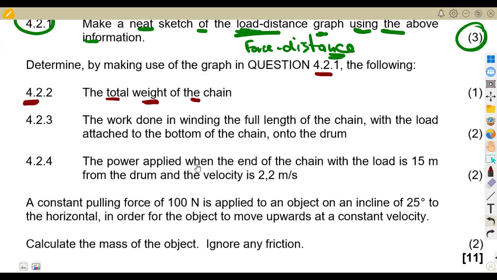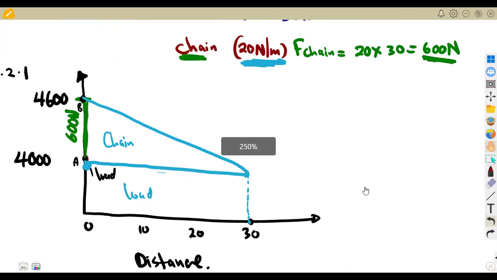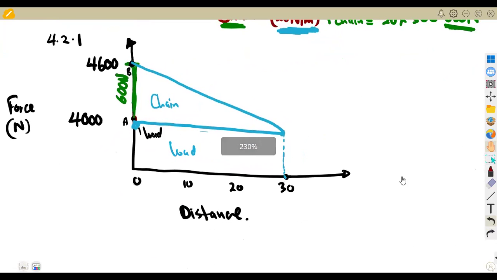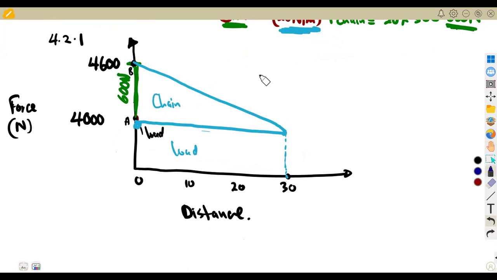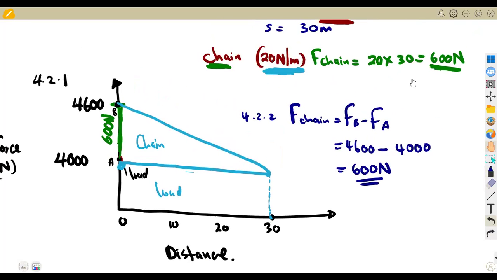Right, already, guys, we have got the total weight, so there's no need here. But from the diagram, because they are saying from the diagram, how do you calculate the total weight of the chain? You subtract, isn't it? So that's 4.22. The weight of the chain, which is the force of the chain, is simply the difference between these two. That is the force at B minus the force at A. So the force at B is 4,600 minus the force at A, which is 4,000. You subtract, you obtain 600 Newton, which is the same as the one we obtained by calculation, not from the diagram.